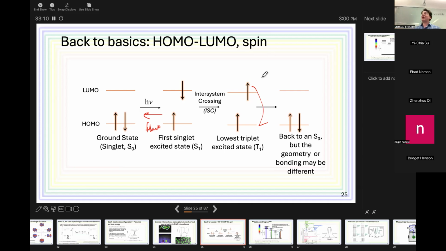So what happens is when you have a triplet, that triplet excited state now is going to live much longer. So now it has time to do photochemistry. That's important because the singlet excited state is too reactive.